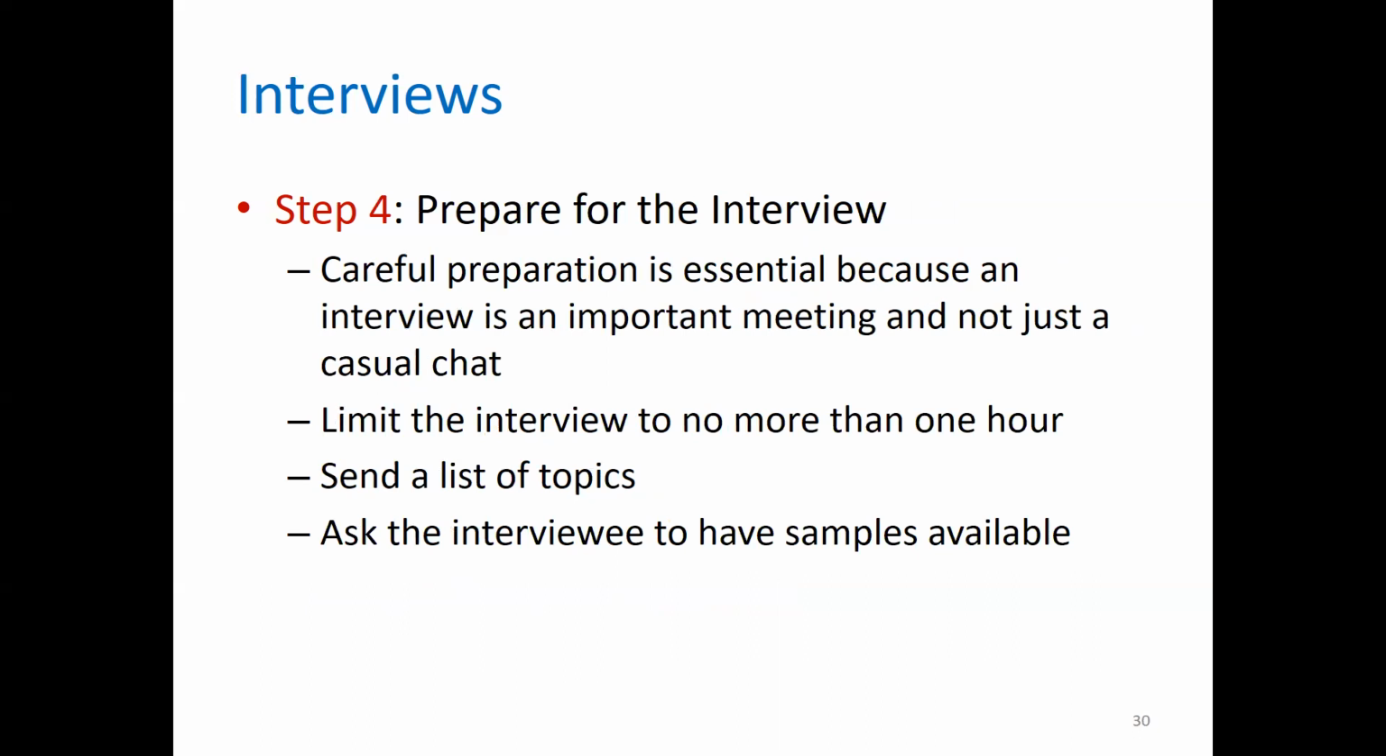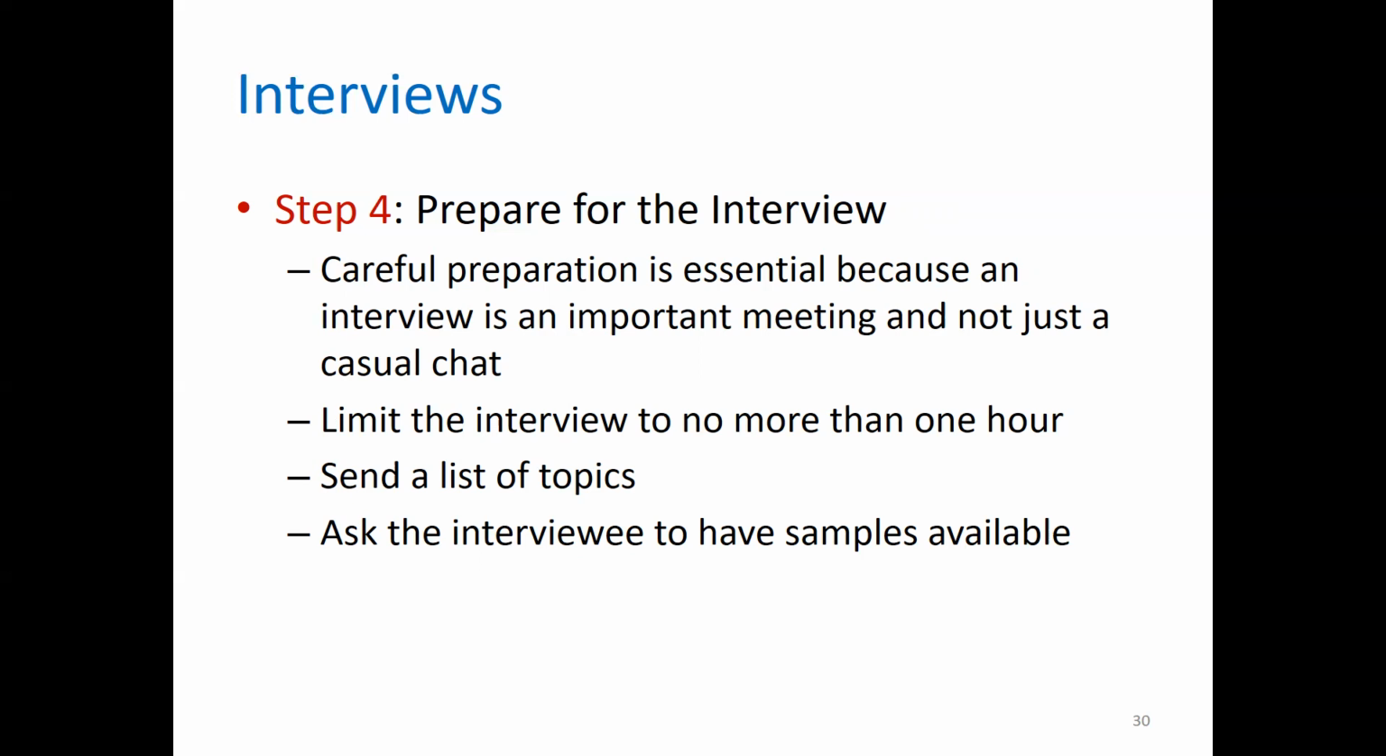Step 4 is prepare for the interview. Careful preparation is essential because an interview is an important meeting and not just a casual chat. Limit the interview to no more than 1 hour. Why? Because it would become boring. The other person might get bored or tired, and eventually if they are bored or tired, they will just start answering the questions for the sake of it. So the actual essence is missing from the interview then.